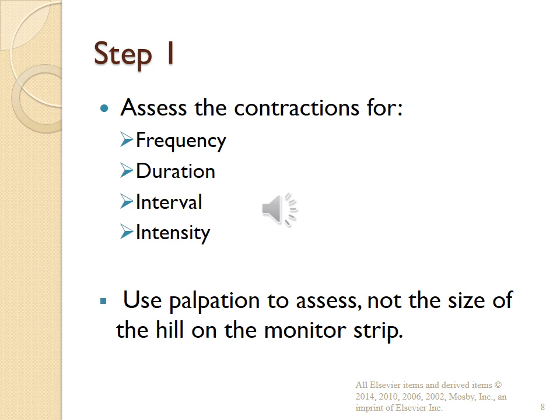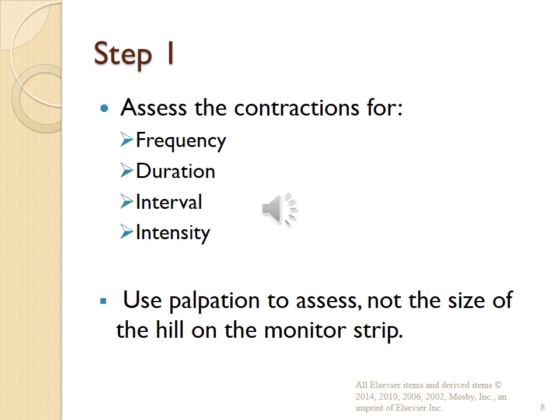Okay, step 1, let's assess for contractions for frequency, duration, interval, and intensity. Frequency is the time from the beginning of one contraction to the beginning of the next contraction. Contractions closer than every 2 minutes may decrease oxygen to the baby. Duration is the time from the beginning of one contraction to the end of the same contraction. Contractions lasting more than 90 seconds may decrease oxygen to the baby.